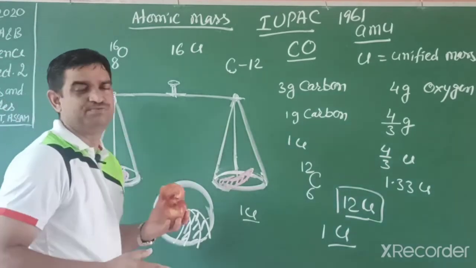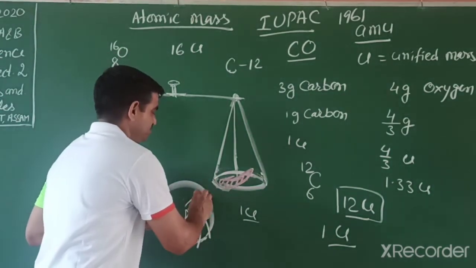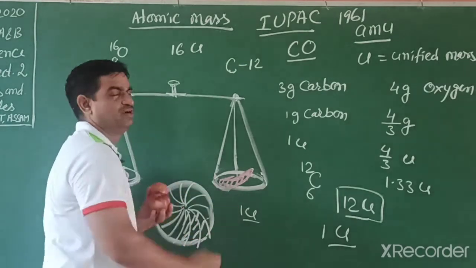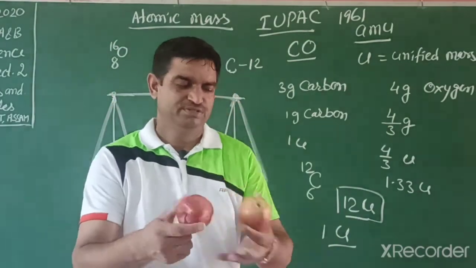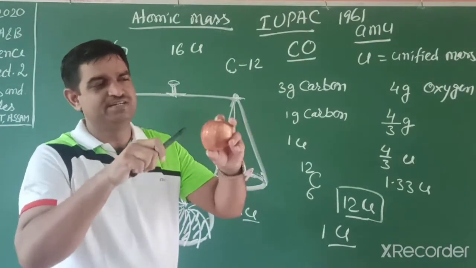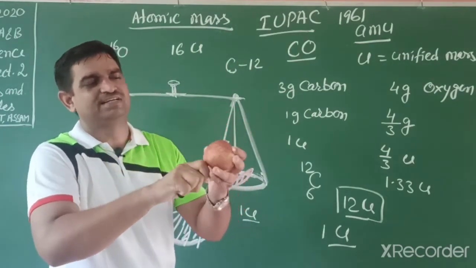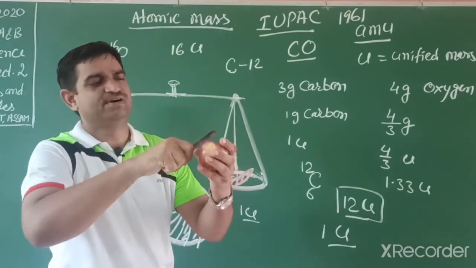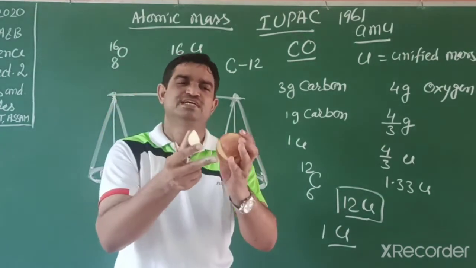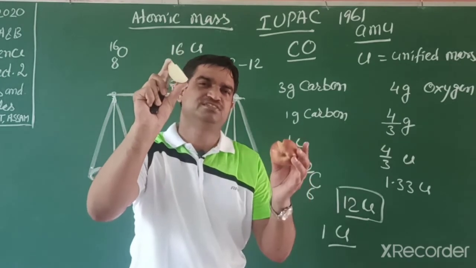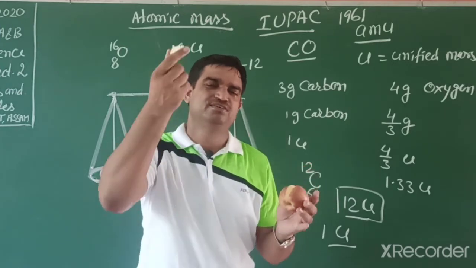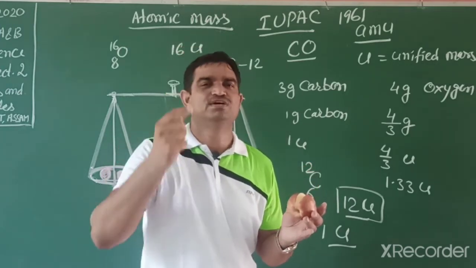So this is relative, because if you divide into 12 equal pieces, one piece is known as 1U. Students, suppose this one is an apple. If I divide this apple into 12 equal pieces, then one piece is known as 1 atomic mass unit. If I divide this apple into 12 equal parts, what is this one? One is 1 atomic mass unit.